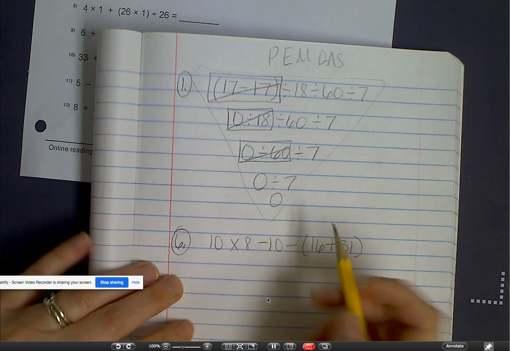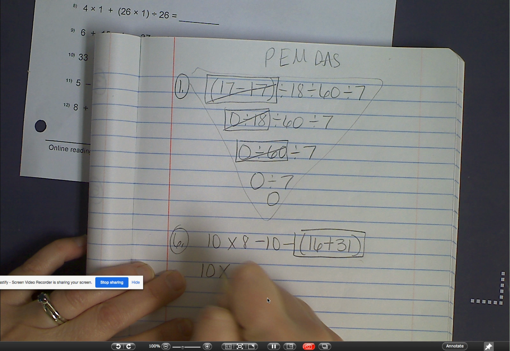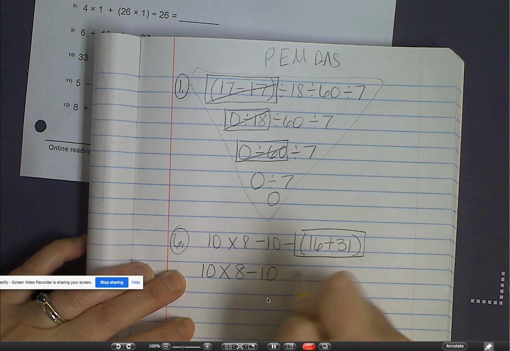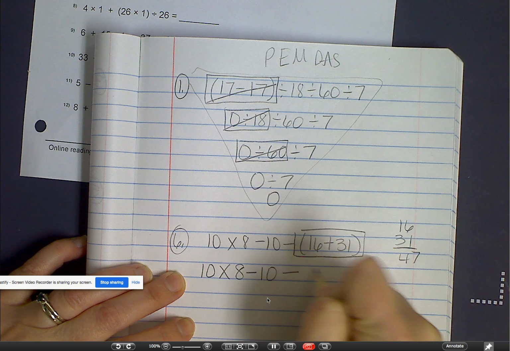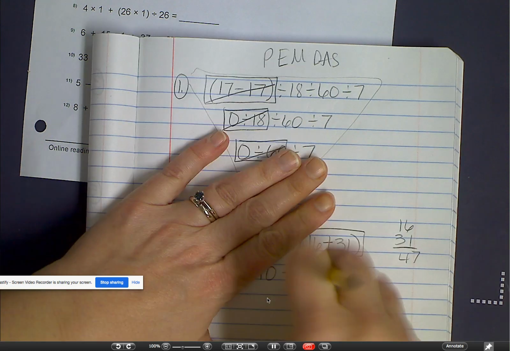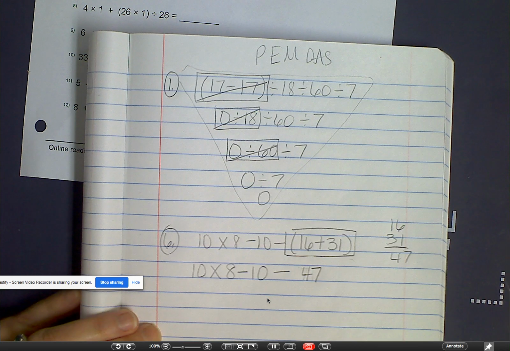Okay, so we're going to do what's in parentheses first. So I'm going to just rewrite the problem. 10 times 8 minus 10 minus, and then I have 16 plus 31. So that's 47. Oh, why did I write 71? Oh my gosh. Okay, so that's 47, not 71.